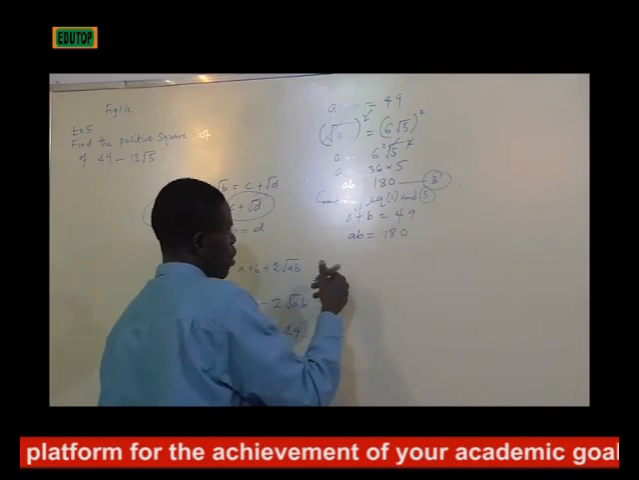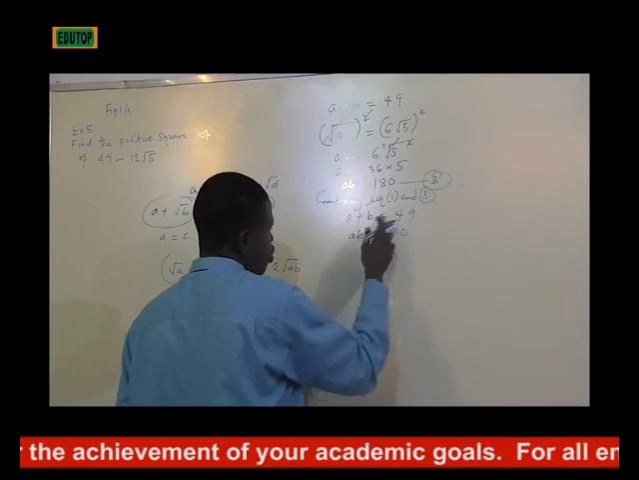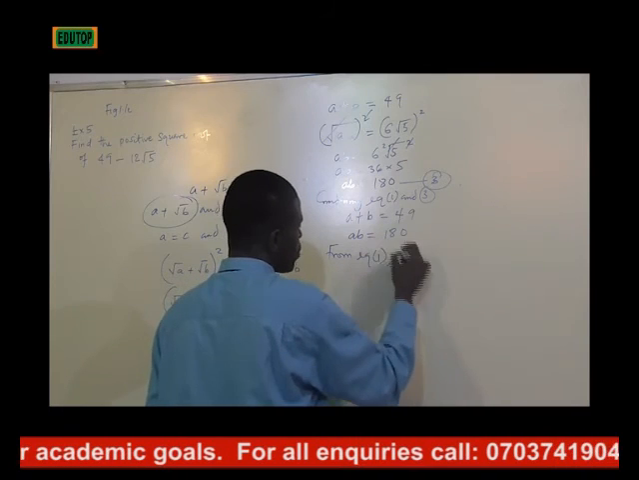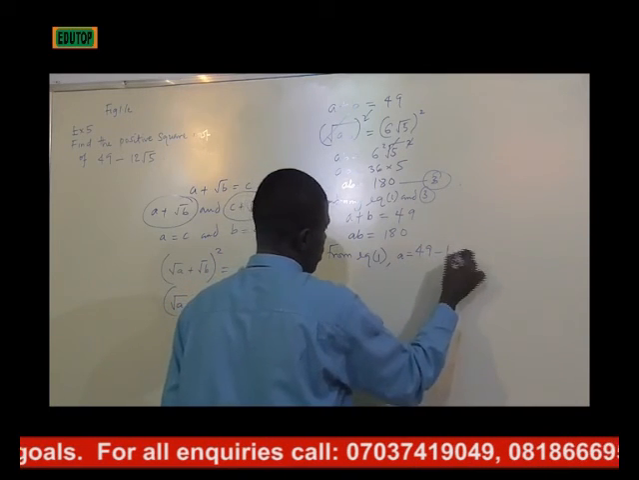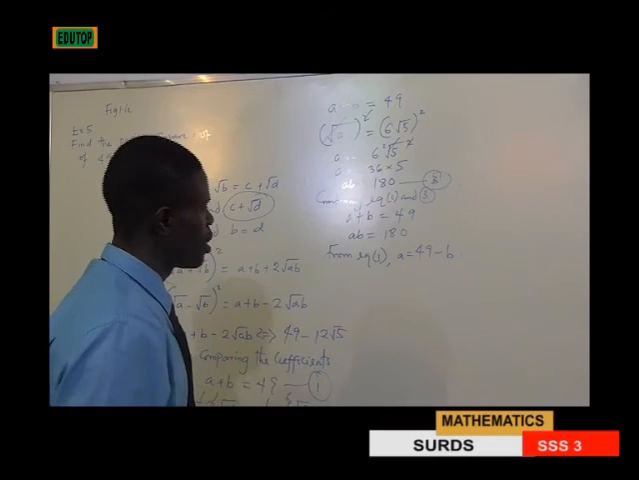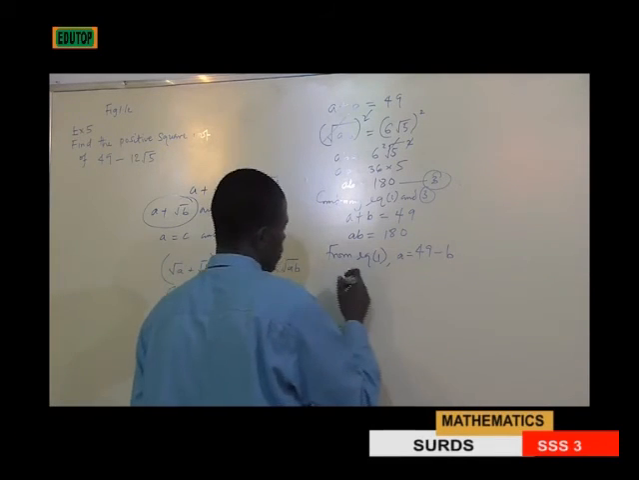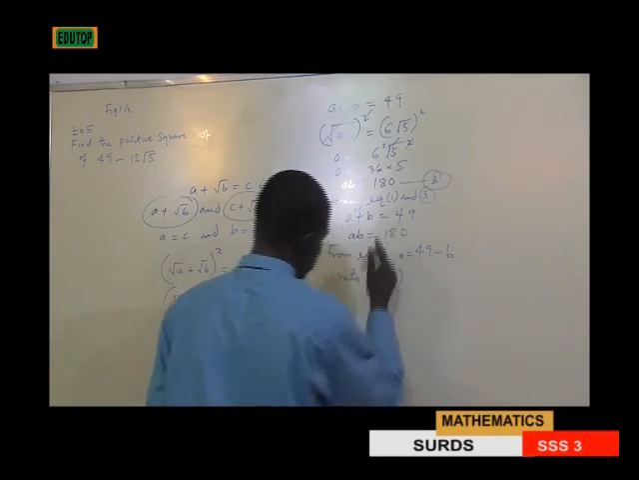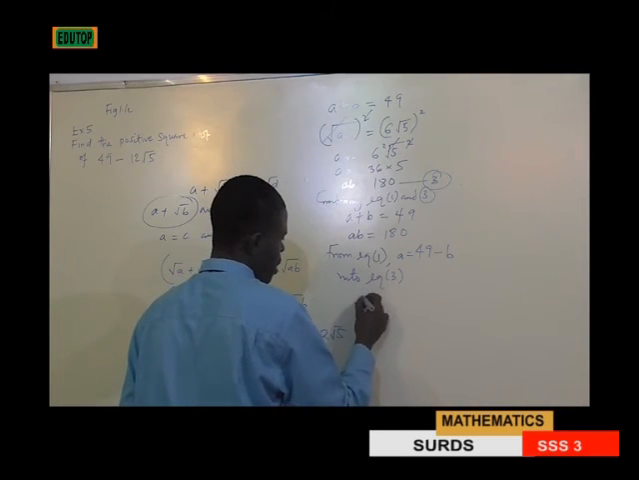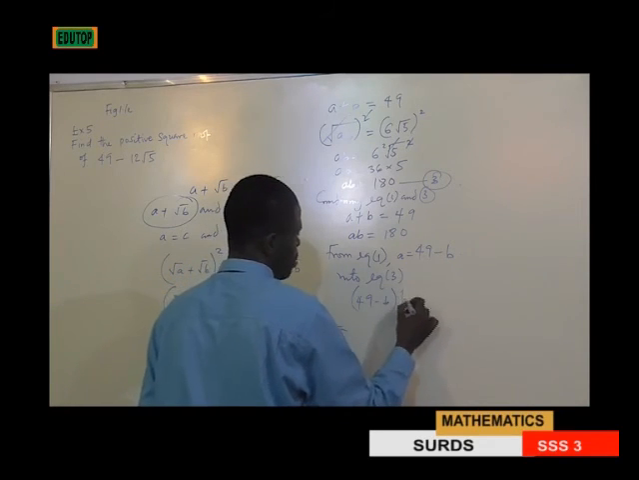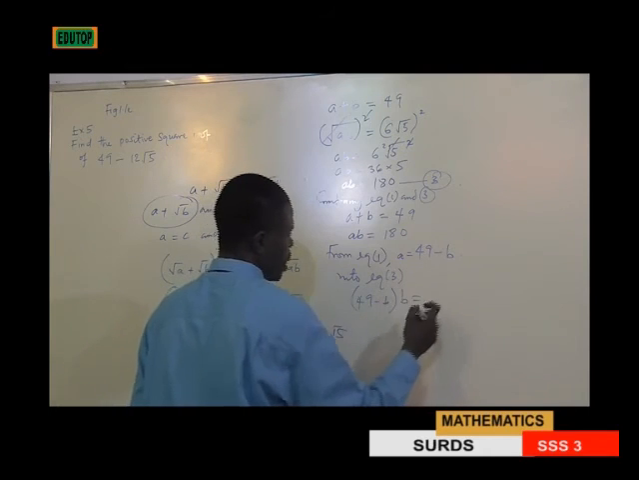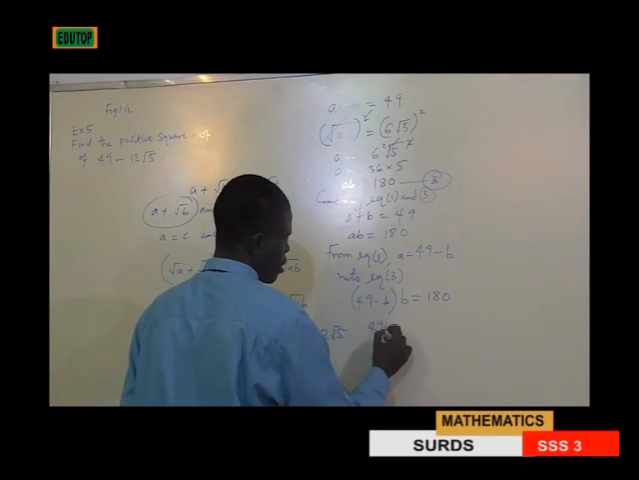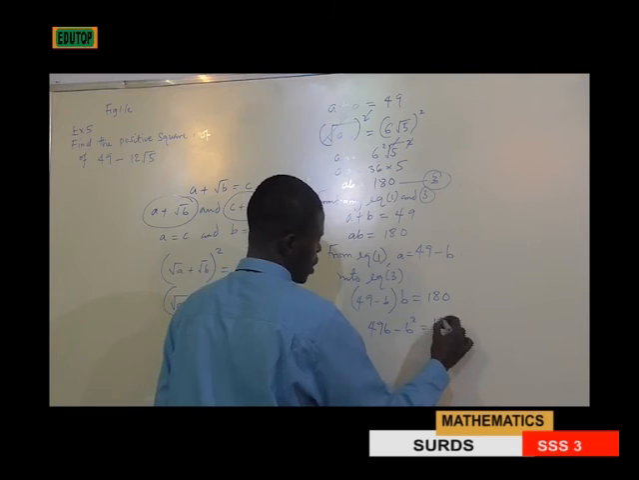If I want to use the substitution method, what I need to do is let my A be, from equation 1, I can deduce that my A will definitely be 49 minus B. So anywhere I see my A, I will replace it with 49 minus B. So I substitute this into equation 3. So for A, we have 49 minus B, times B, equals 180. So I will use it to open this. I have 49B minus B squared equals 180.